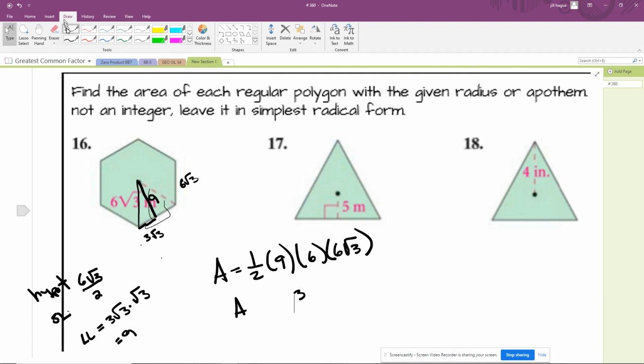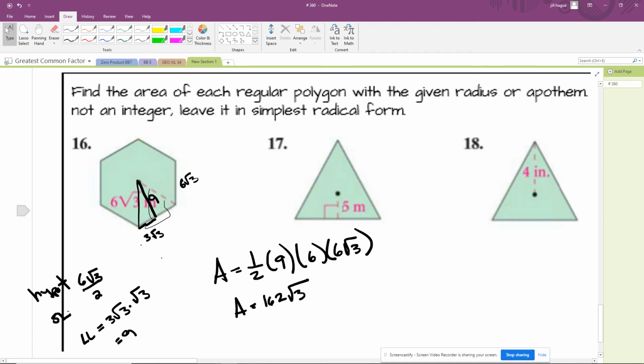The area is equal to, hold on, 1/2 of 6 I did is 3. 3 times 6 is 18, and 9 times 18 is 162. So that was my bad. 162 square root of 3. Okay, so there is your area. Brush up on your special right triangles. That'll kind of help you go through these.